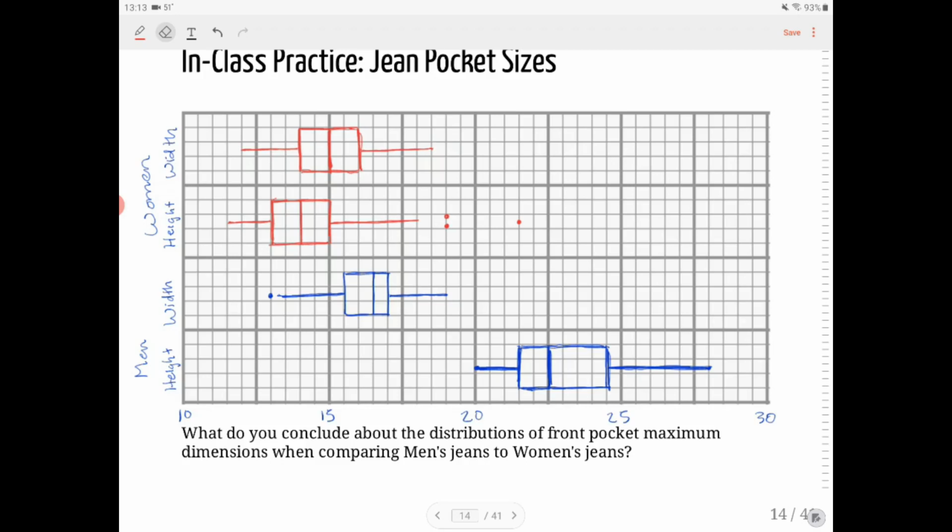So from this, I conclude that the maximum pocket dimensions in women's jeans are grossly undersized compared to men's jeans. The width is smaller, but not unjustly so. Really, where this ends up causing problems is in the height measurement, where women just get completely shafted. So that is my conclusion, statistical or not.